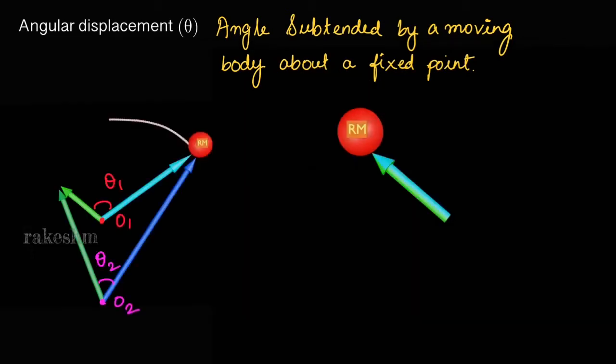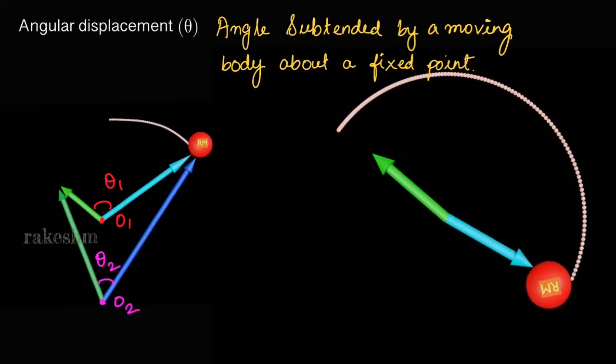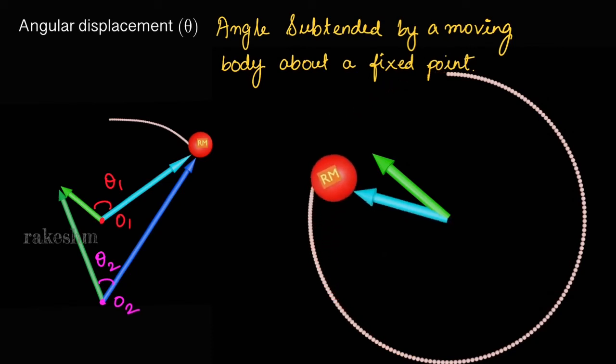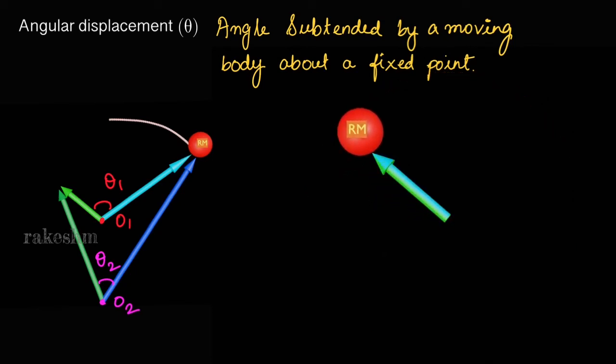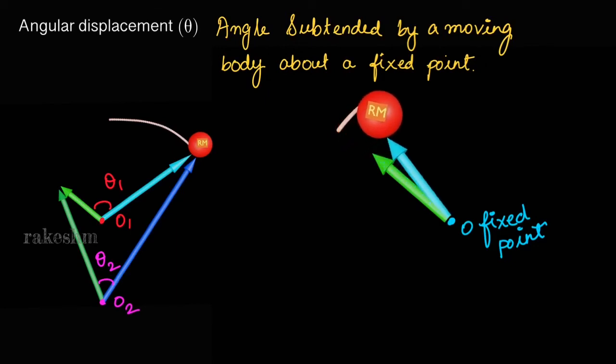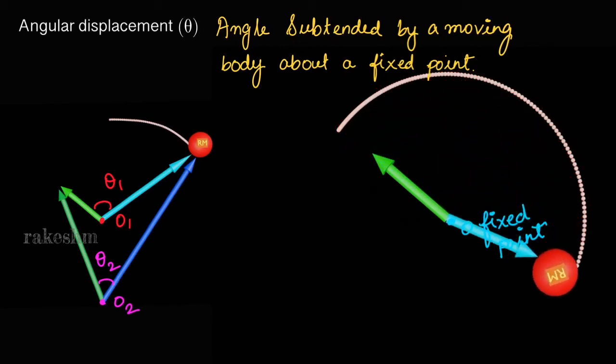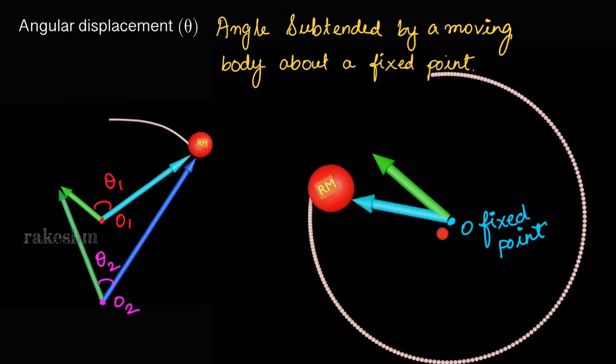Now let us come back to our topic, which is circular motion. Let us consider this body which is moving in a circular path. Now if you are talking about the angular displacement of this body in general in circular motion, we take this fixed point as the center of the circle. So we measure the angular displacement of this body about this fixed point, which is the center of the circle.